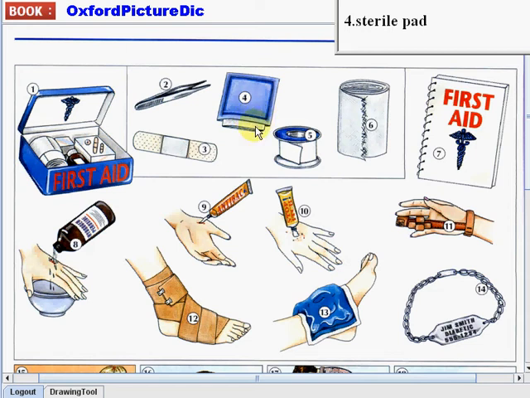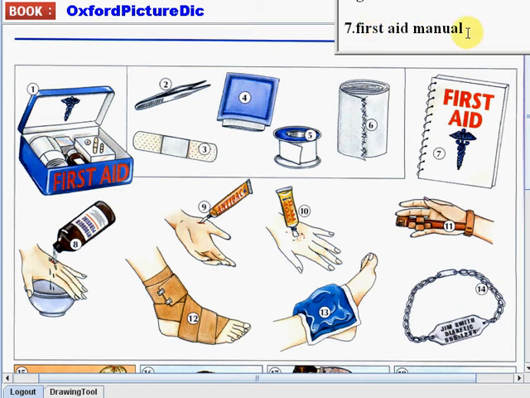This pad can be used to wipe germs or dirt or bacteria. And then we have the tape. Again, this is what we call tape. And then we have gauze. This thing here is what we call gauze. It is a thin cotton cloth used to cover a wound. Again, gauze. And then in number 7 we have what we call the first aid manual.